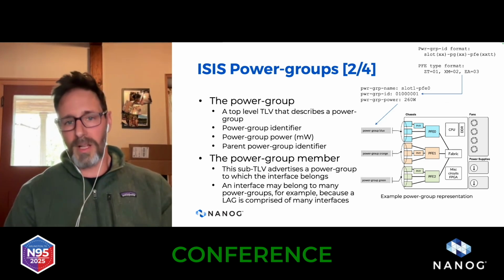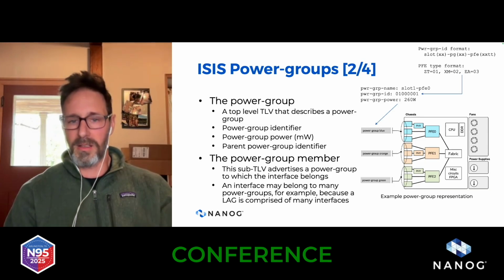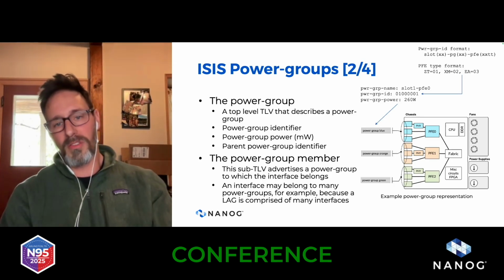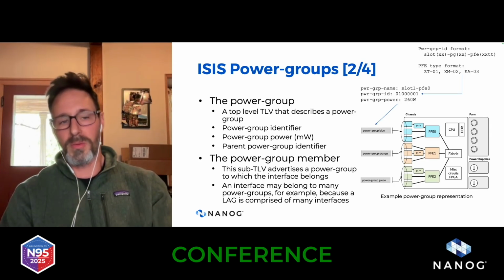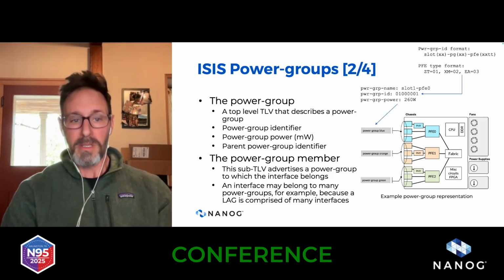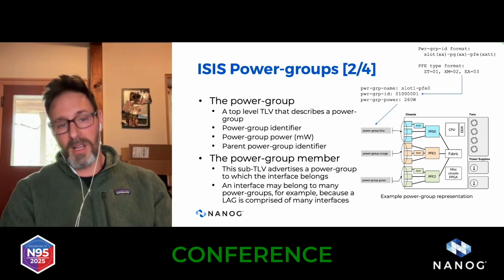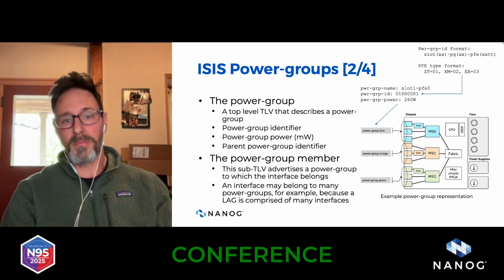In the picture on the right hand part of the slide, you can see I've depicted a blue, an orange, and a green power group. And the interfaces associated with each of those power groups are advertised as members. So the interface is advertised, or the link state is advertised, as a member of the power group.